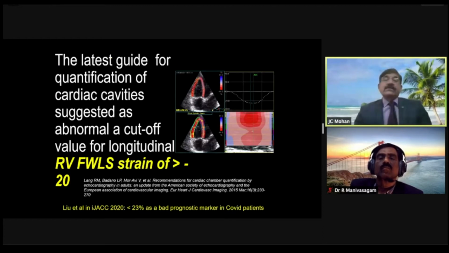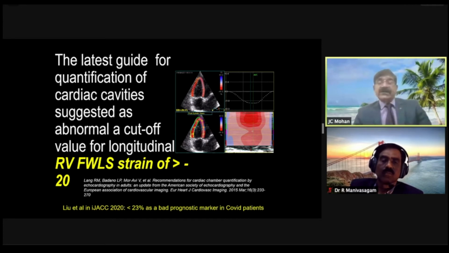The latest guidelines for quantification of cardiac chambers suggest an abnormal cutoff value for longitudinal RV free wall strain of 20% or less. And for the global longitudinal strain, I had already told you for left ventricle, it is 20% or less. There is data to suggest that maybe even higher thresholds could be used for assessing right ventricle function. And quoted right at the bottom is this study from China suggesting that below 23% is a bad prognostic marker in COVID patients.